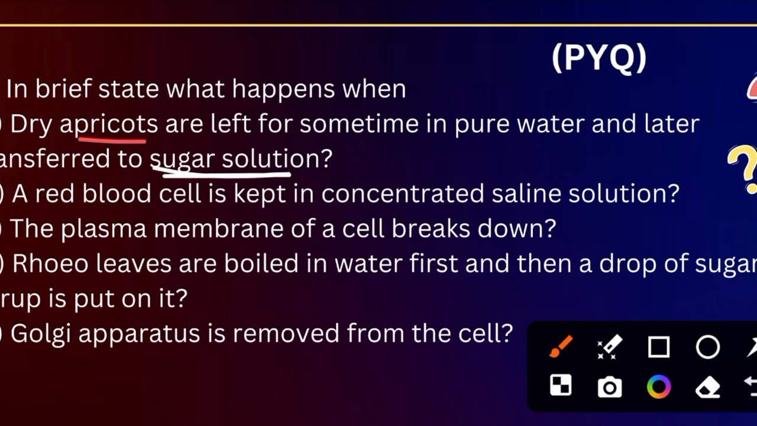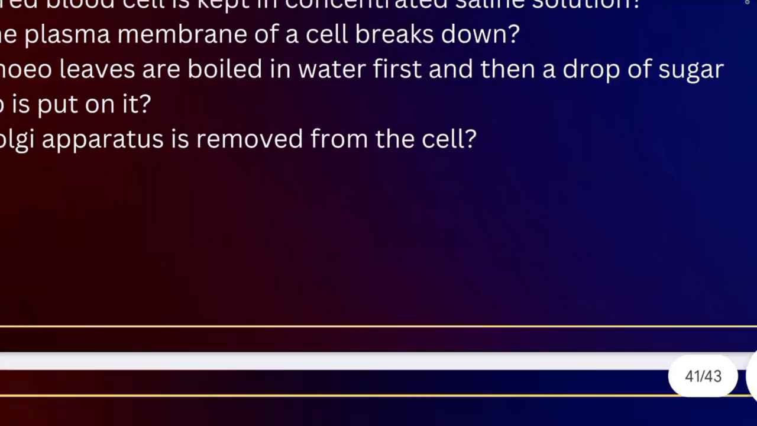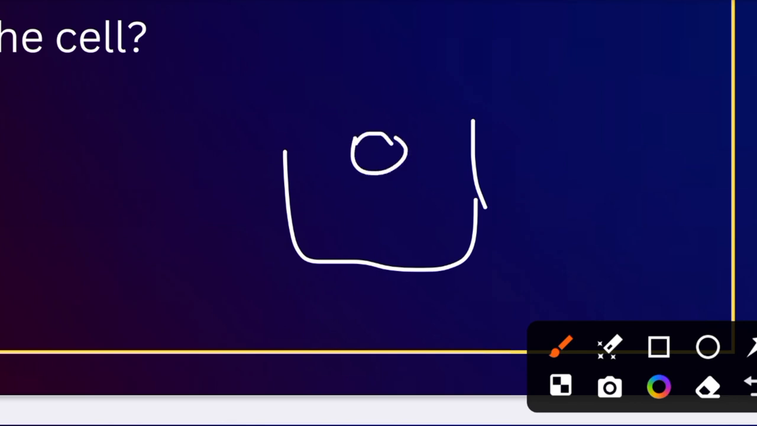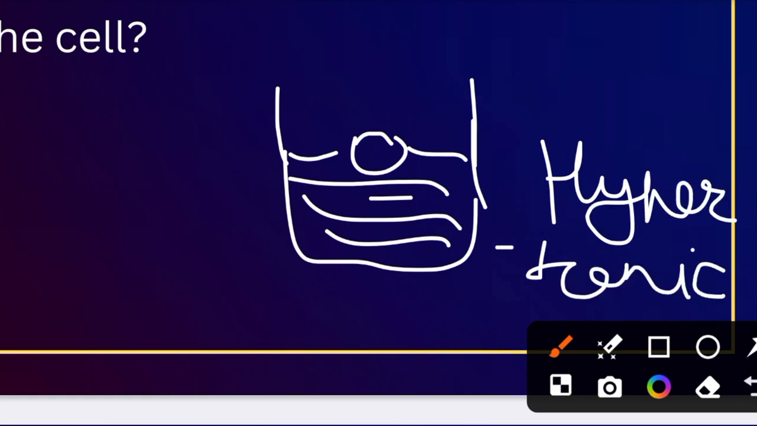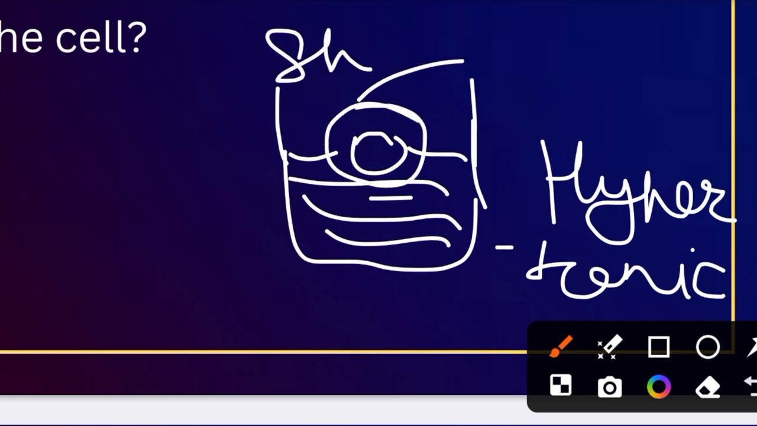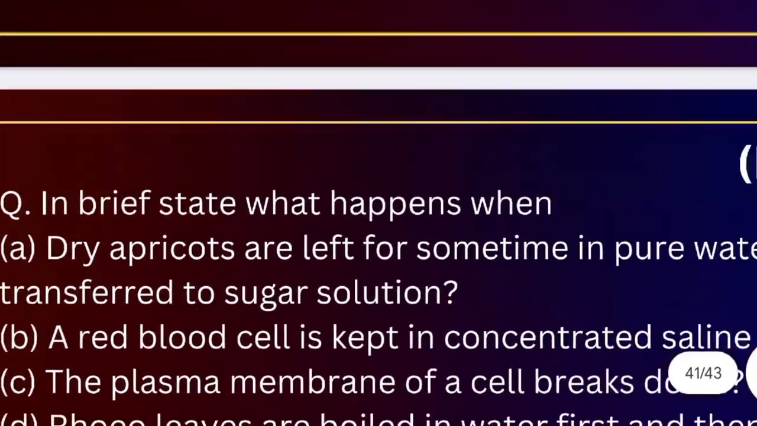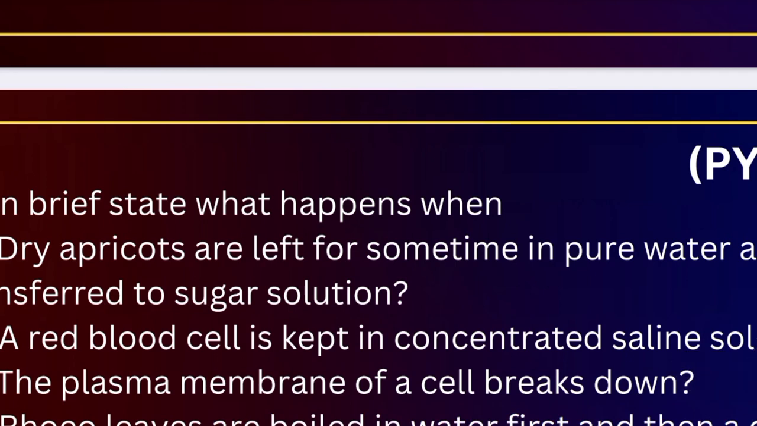Now see, sugar solution. If we take a container having sugar solution and keep the apricot inside it, here it has a high concentration of sugar solution. The apricot is only this much in size, so it is in a hypertonic solution. So if the cell is in a hypertonic solution, what will happen? The cell will shrink. Then the answer will be, if they are kept in sugar solution, they will shrink.